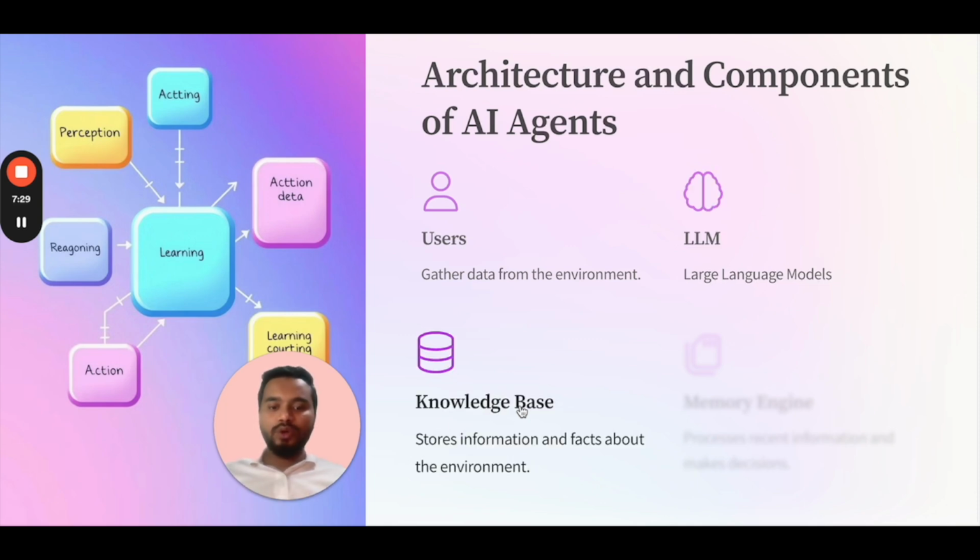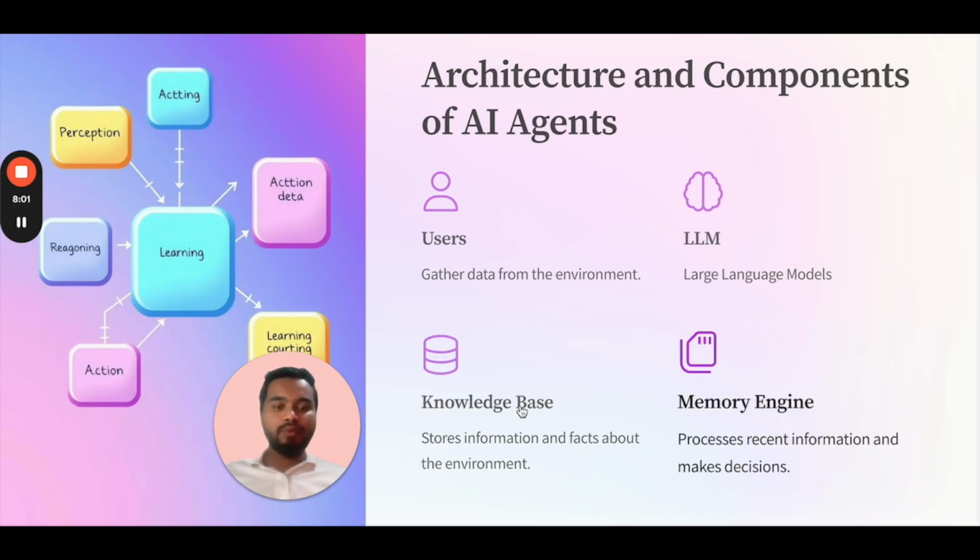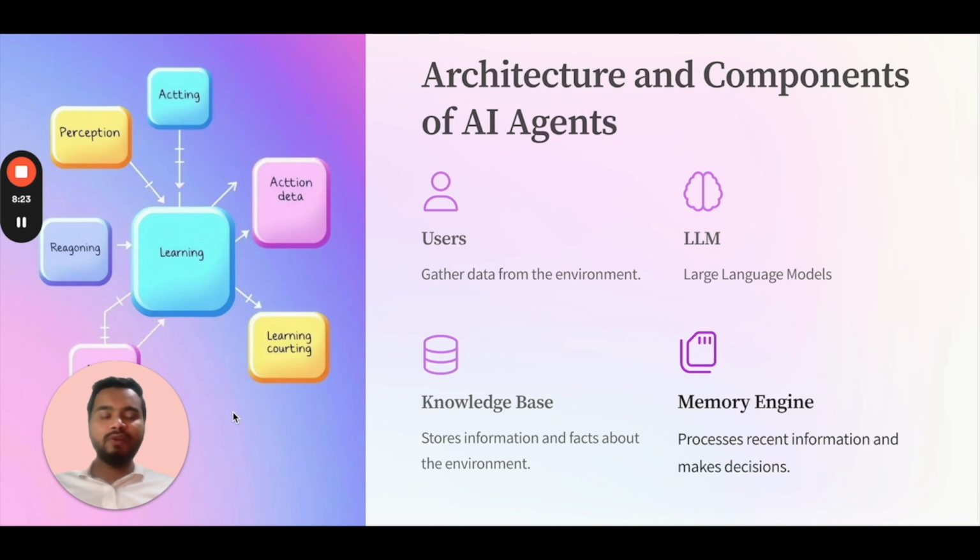Knowledge base: a knowledge base is used for finding relevant information. Such knowledge bases can be private or public. Memory engine: like I said earlier, agents can have memories, which could be short term and long term. So that is a short video about what AI agents are, how they work, and what their building blocks are.